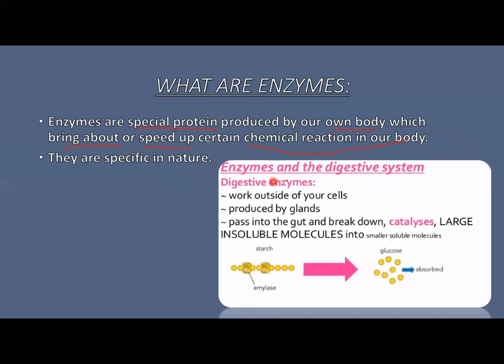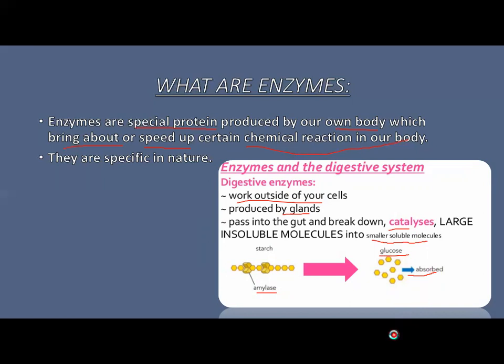Look at here, enzymes and the digestive system. So what are digestive enzymes? They basically work outside of your cells. They are produced by glands, and they catalyze the reaction of large insoluble molecules into smaller soluble molecules. As you can see, this is a starch molecule. So what enzyme is involved here? That is amylase. It will speed up the reaction and help the starch molecule break down into a smaller form, which is glucose. And then it will be absorbed into the bloodstream.